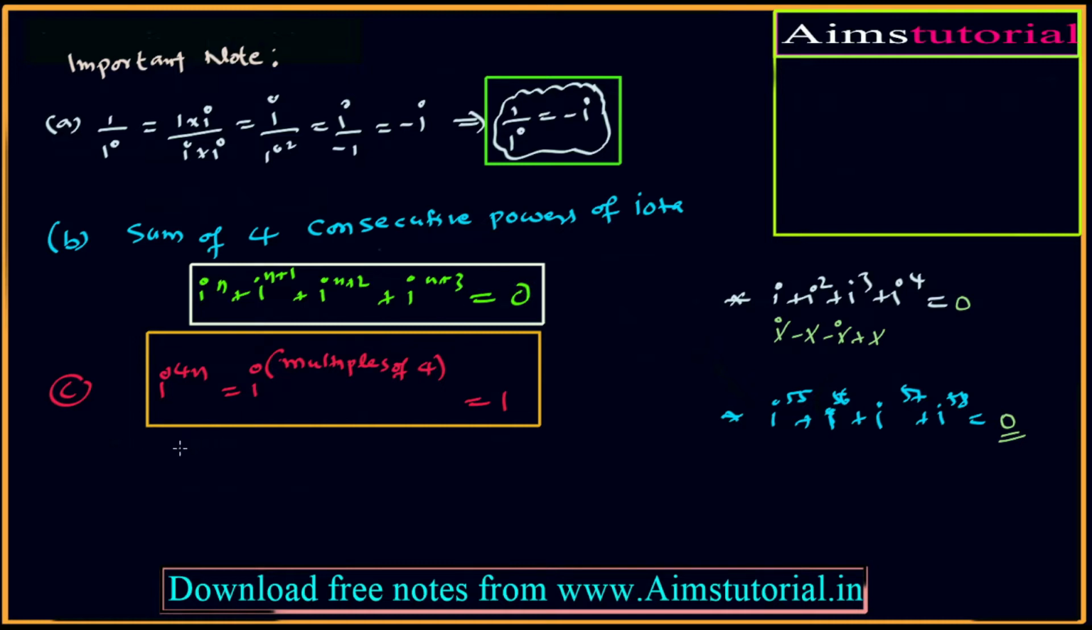Now, the third property is i to the power of 4n. I to the power of a multiple of 4 is 1. i to the power of 16 is 1. i to the power of 100 is 1. So if i to the power of 4 into anything is there, then it is 1 only.